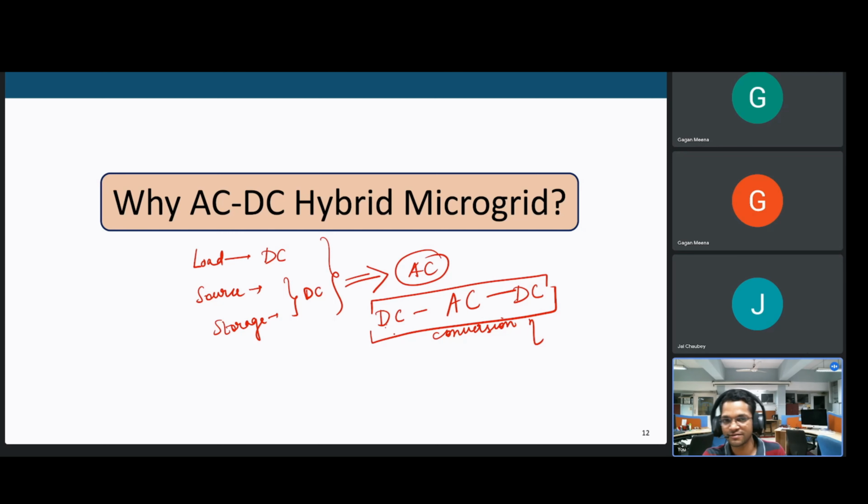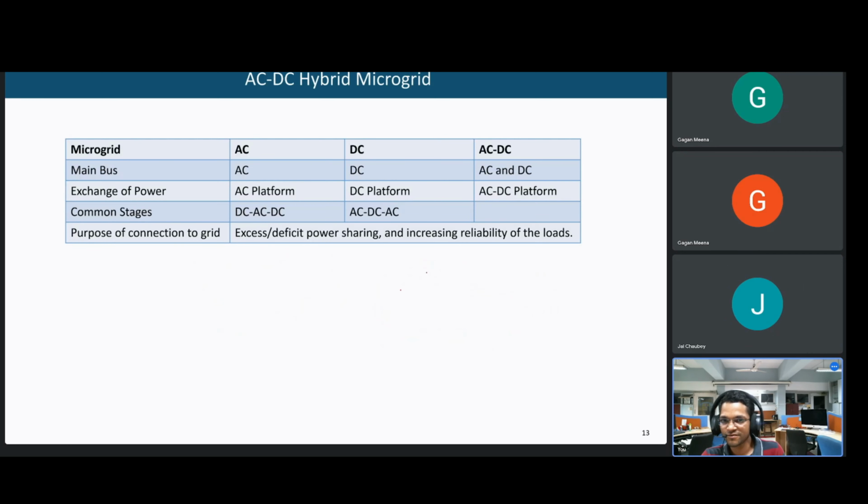So one good option is to have this AC/DC hybrid microgrid. These are the main differences between these three types of microgrids. In AC, the entire bus is AC, and we have to connect these different DC sources using converters. So DC to AC, if this is AC bus. If it's wind, then we have AC, DC, AC stage. Then if we have loads which are DC, then again AC to DC.